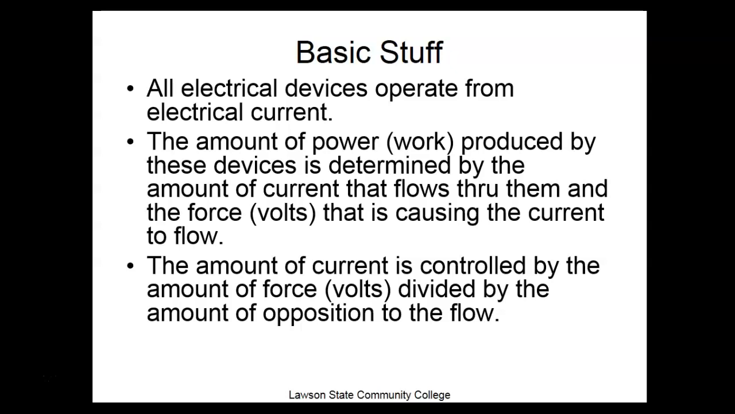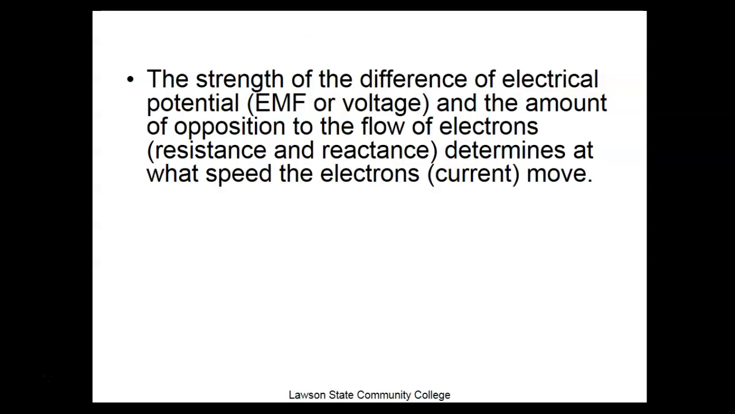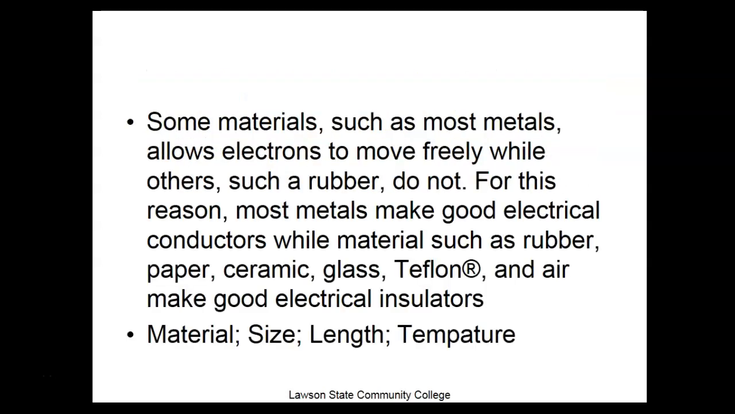The amount of current is controlled by the amount of force divided by the opposition in the circuit. The strength of the difference of electrical potential, or EMF, and the amount of opposition to the flow, resistance, determines the speed at which the electrons move. So what we're literally doing is we have a material that, like certain materials, want to give up electrons. And if we put a difference of electrical potential across those electrons, it causes these electrons to move. And of course, the motion moving through resistance actually creates work.